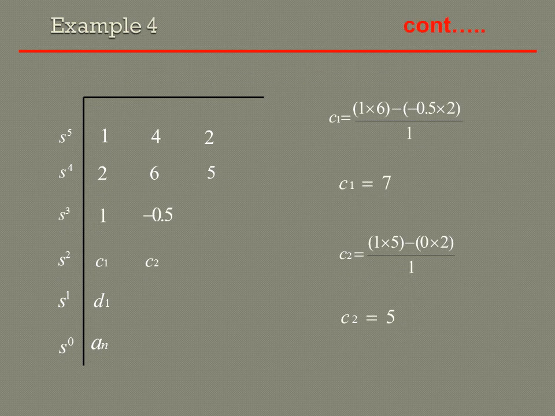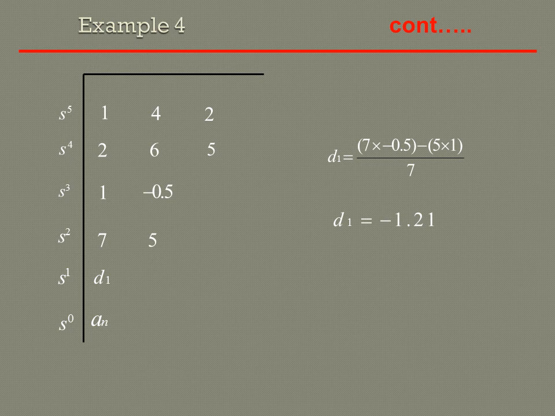Then next coefficient is C1. So C1 is equal to 1 into 6 minus 5 minus 0.5 into 2 divided by 1. So C1 is equal to 7. C2. C2 is equal to 1 into 5 minus 0 into 2 divided by 1. So C2 is equal to 5.